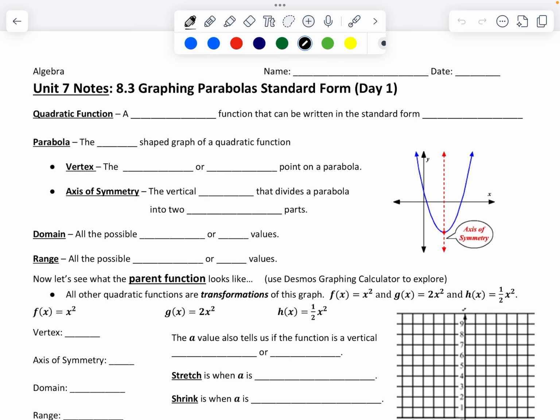All right. Good morning or afternoon, guys, depending on when you're listening to this. Obviously, today I am not here, so we are going to take a look at graphing parabolas in standard form.